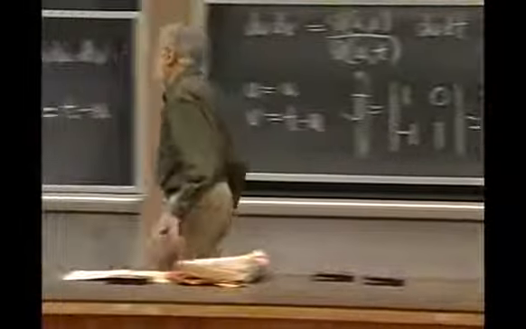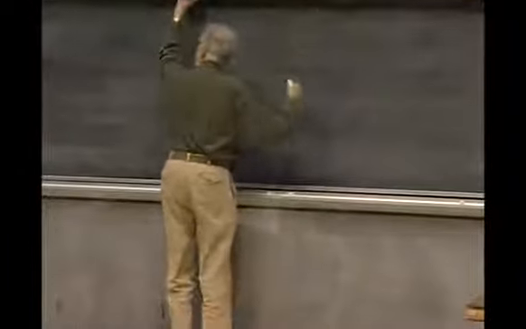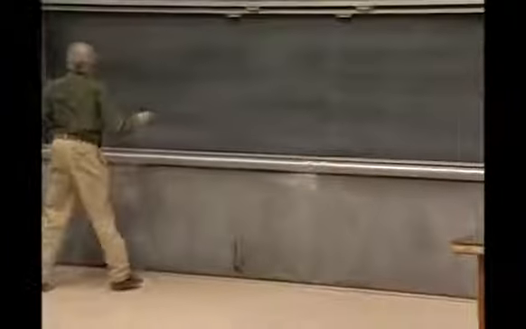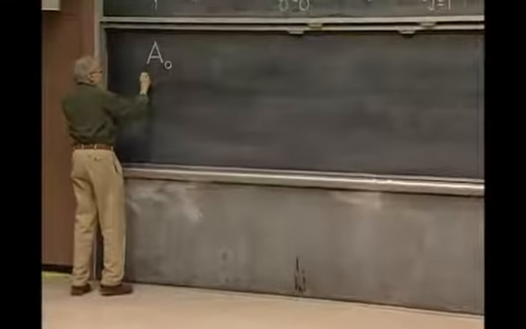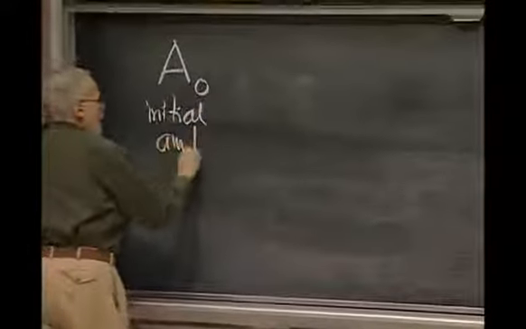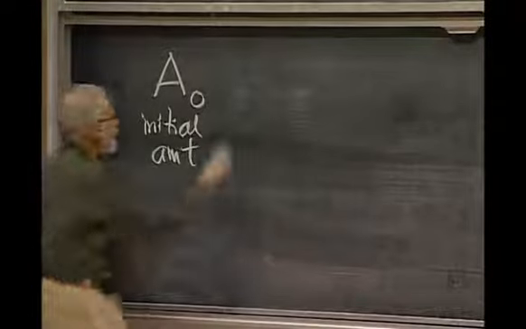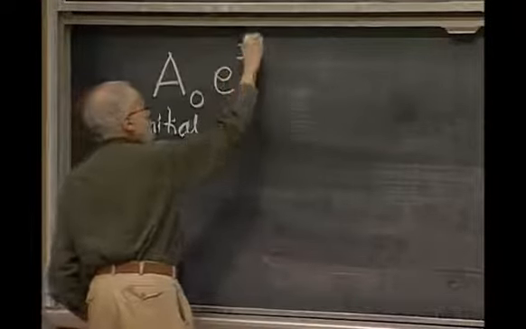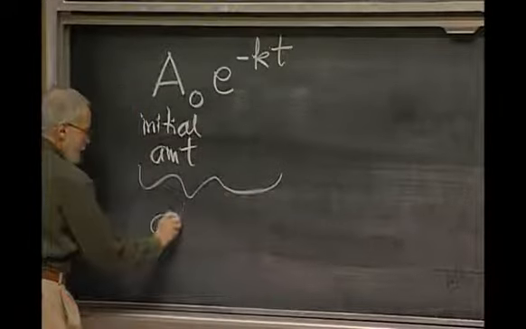And what it ends up as. So the essential part of the calculation will be that if you have an initial amount of this substance and it decays for a time t, this is the amount left at time t.